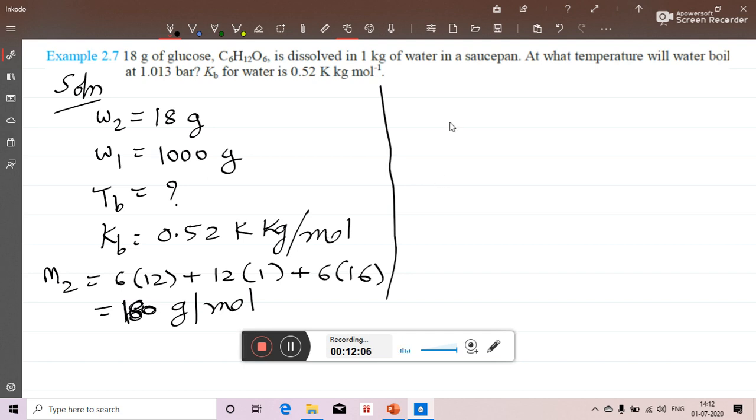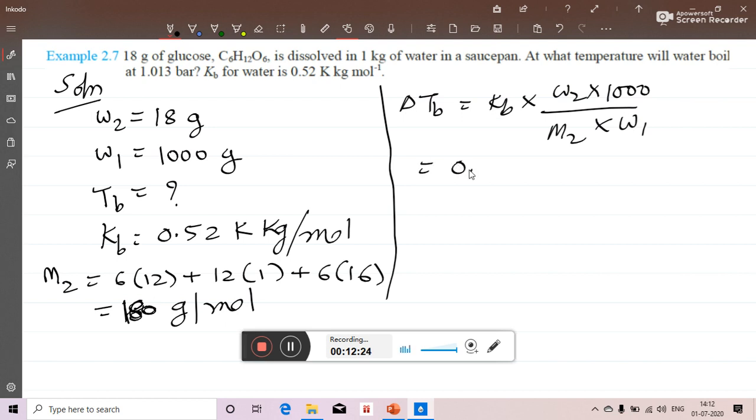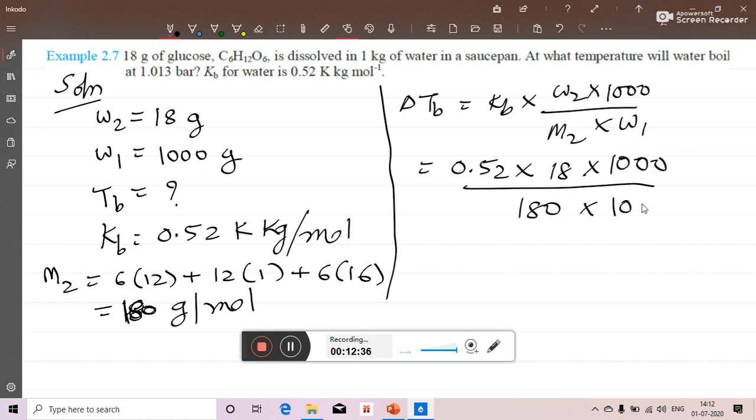Now we have to find out delta TB. So delta TB is equal to KB into W2 upon M2 into 1000 upon W1. So KB is 0.52, W2 is 18 into 1000 upon molar mass 180 into the weight of solvent in gram, 1000 gram. So 1000 cancels, 18 ones are 18, 18 tens are 180. So delta TB is 0.052 Kelvin.